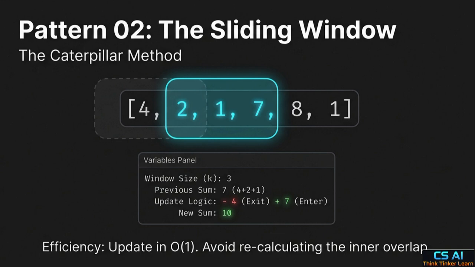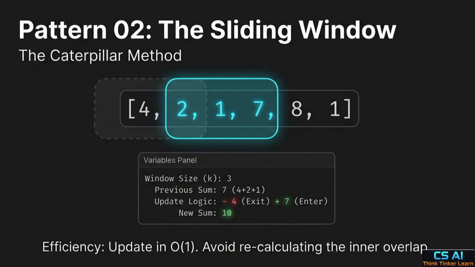We subtract the value that is exiting the window on the left and add the value that is entering on the right. In the variables panel, you can see how we take the previous sum, subtract 4, and add 7 to get the new sum. This update happens in O(1) time.